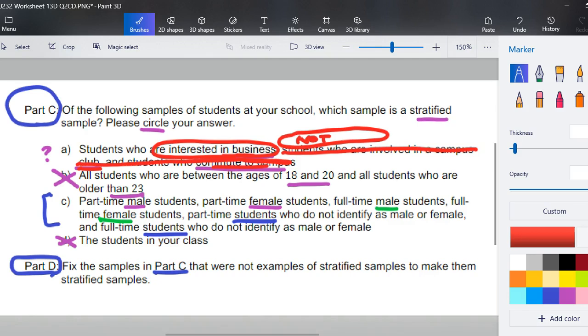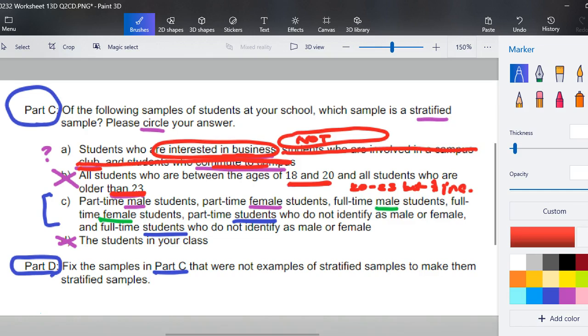Go to part B. You know, we had the students 18 to 20, and then the students older than 23. Well, what if we got the students who were between the ages of 18 and 20, and all of the students between the ages of 20 and 23, and then all of the students who are older than 23. The only thing we need to do is to declare where 20 is going. Like we could say between 18 and 20, and then between and including the 20 and the 23. And then we could go older than 23. And then we're grabbing a stratified sample of ages.